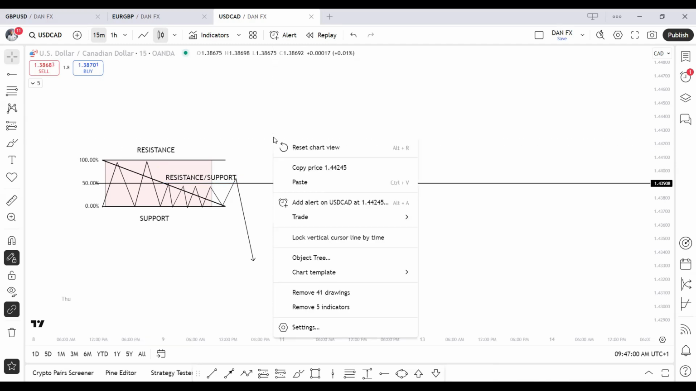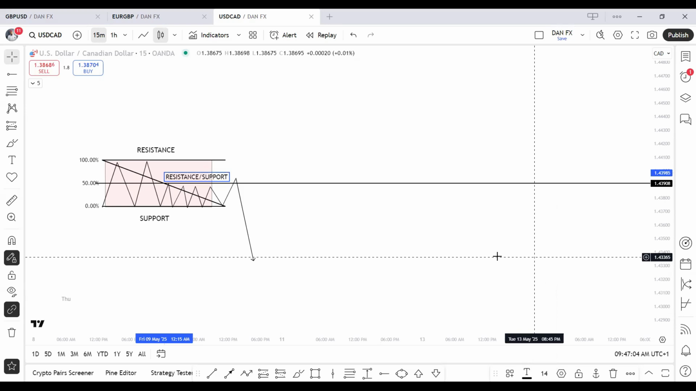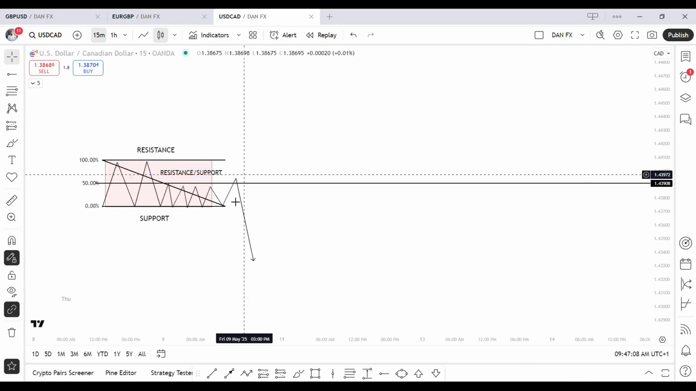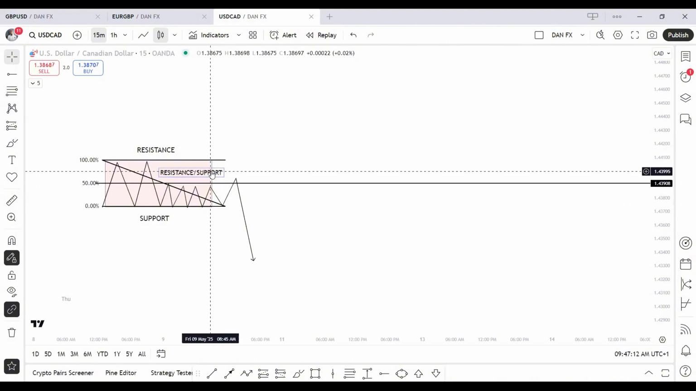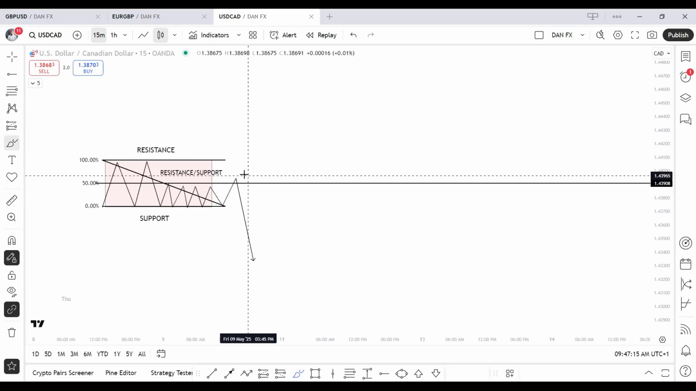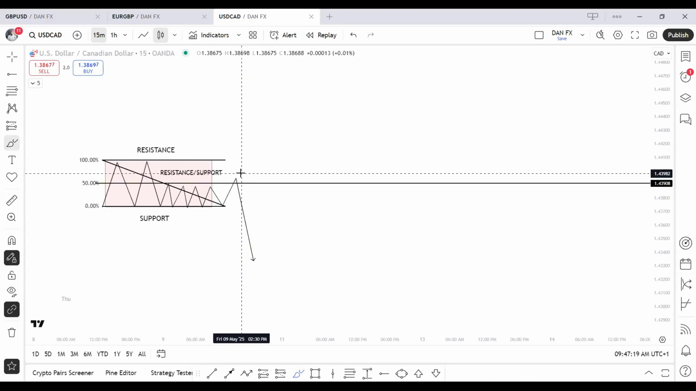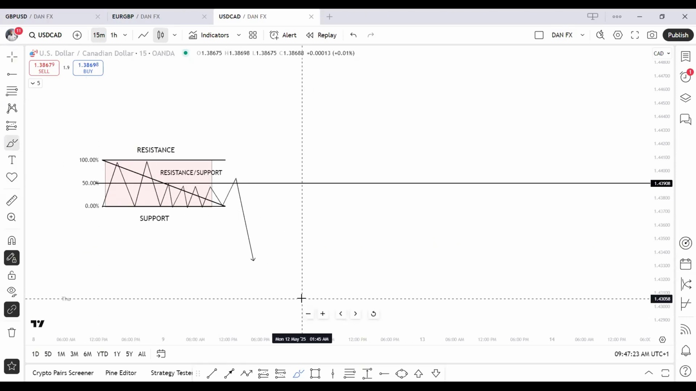This middle part is going to be resistance slash support, because if price is above, then it is support. If price is below, then it is resistance. So in this example, price is below. So this middle part acts as resistance. So it's going to prevent price from going higher. Price is going to come to this area, bounce off of the 50% zone, and then it's going to reverse from there.